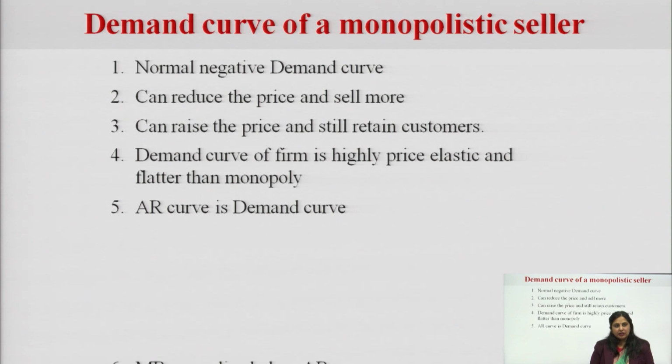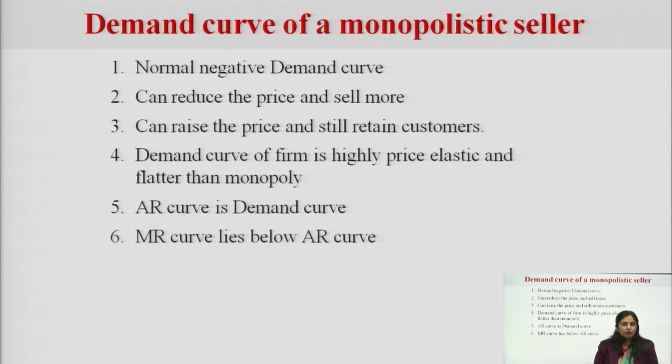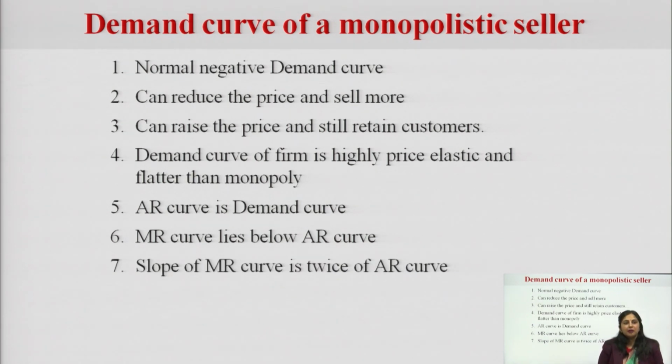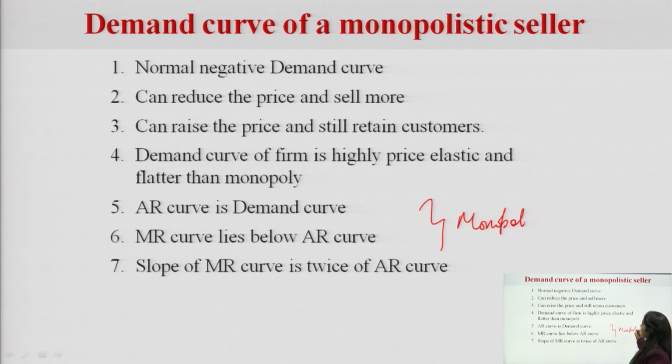The AR curve is the demand curve. This rule is the same for every kind of competition. The MR curve lies below the AR curve. The slope of the MR curve is twice that of the AR curve. This is similar to monopoly. These are similar to what we discussed in monopoly, but this is different from monopoly, and that is why the price determination and output determination become different here in monopolistic competition.